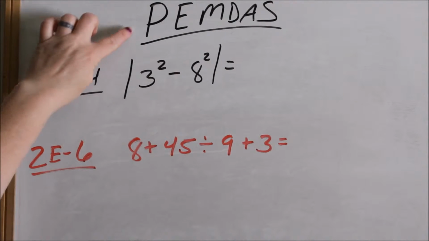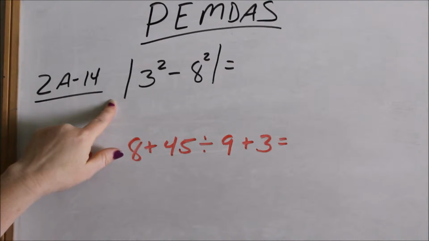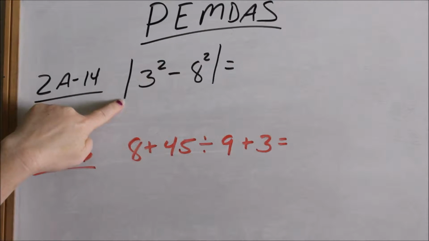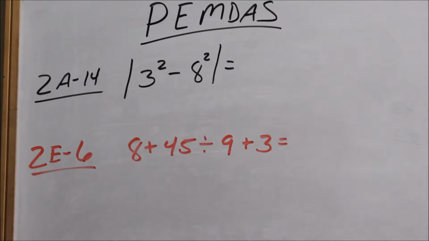Okay, before we talk about what PEMDAS means, I want to look at this problem right here, 2A 14. These symbols are absolute value bars. Absolute value bars means the distance from 0. That's exactly what it means.